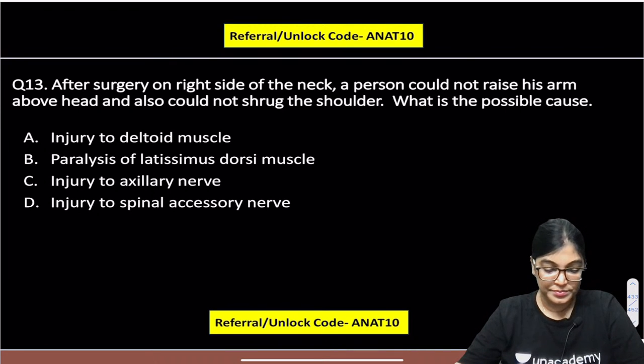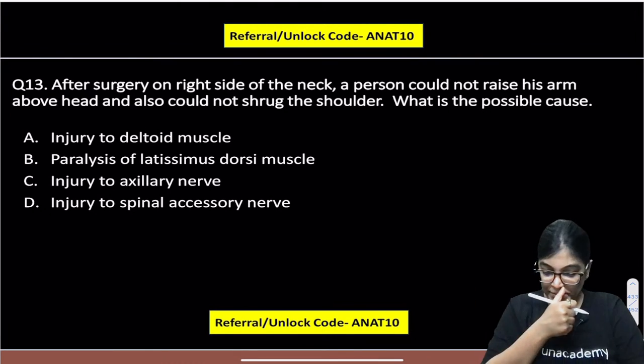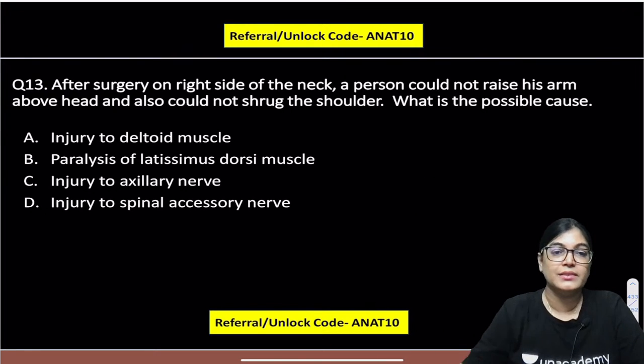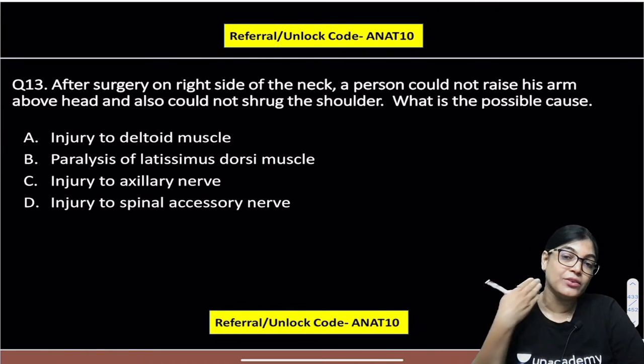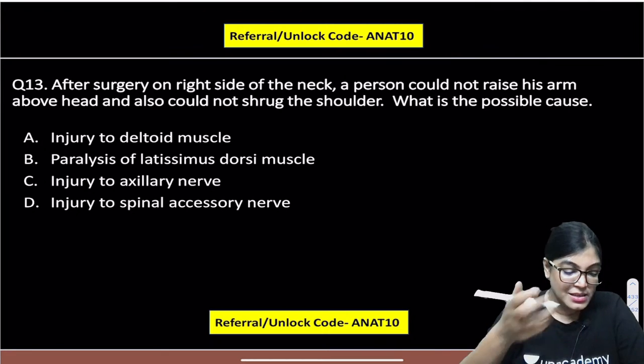Sadaf is telling D. Okay, so yes, paralysis of latissimus dorsi, Siddiqui says B. Okay, 13 D. Harini is telling B. Harini is also telling me paralysis of latissimus dorsi, cannot shrug the shoulder and raise the hand above the head. So what will be the answer? After surgery on the side of the neck, he is not able to raise the arm above the head. Yes, D is the correct answer.